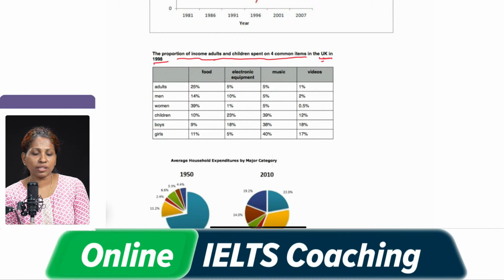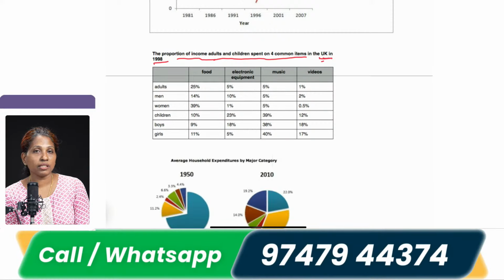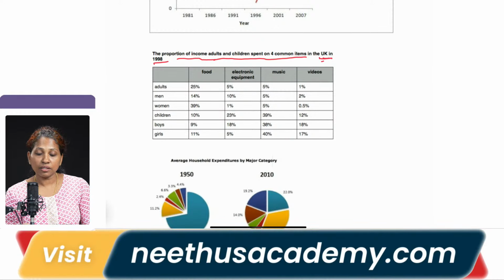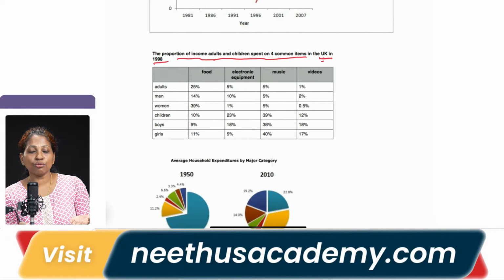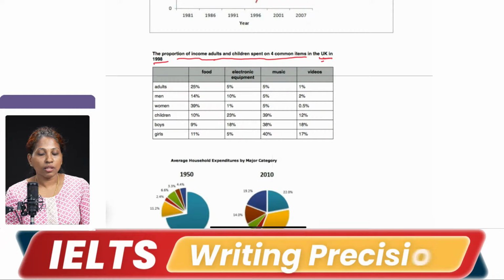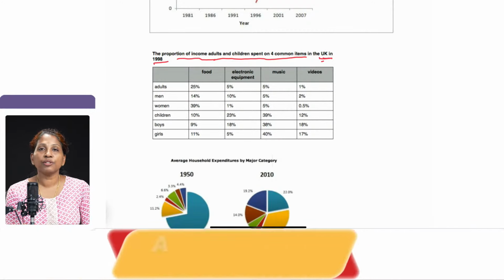And then they have given some percentages. Like adults, when it comes to food, they are spending 25% of their income on food, 5% on electronic equipment, music 5%, videos 1%. So when it comes to adults, their maximum income, 25%, goes into food. The least is for videos, right? And so on. So you have to make comparisons between this information.